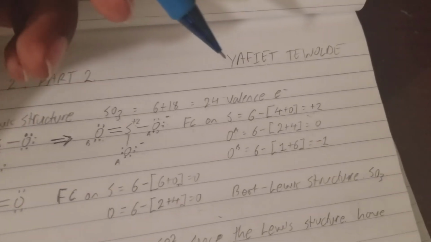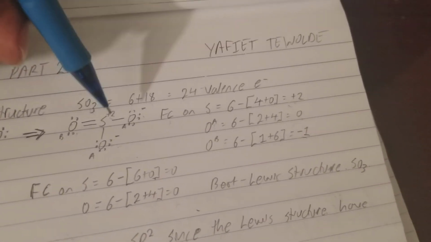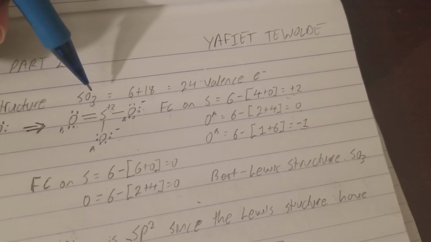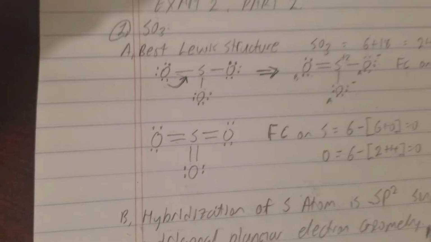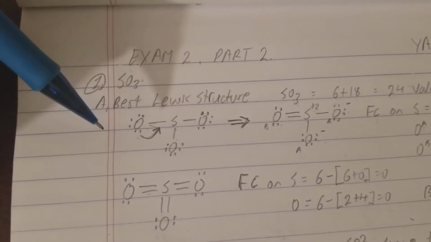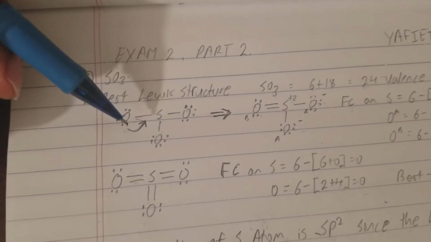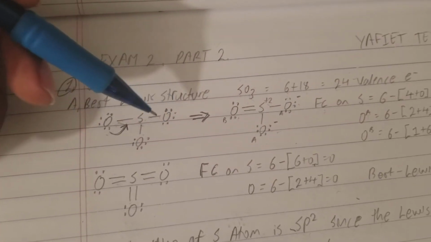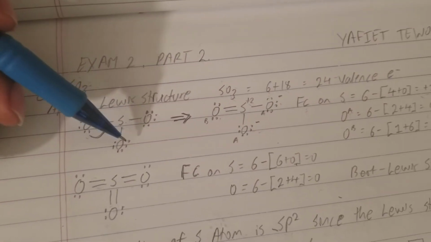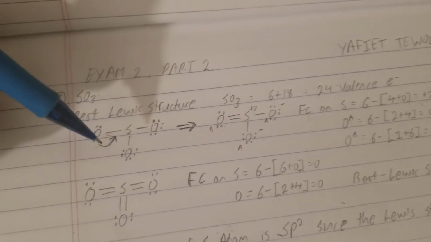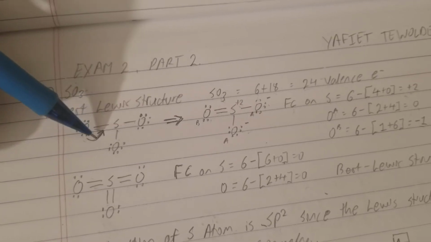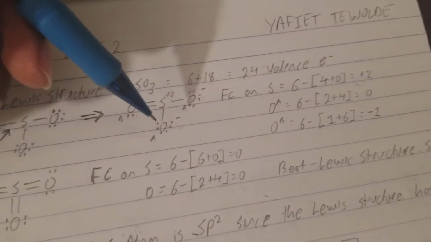SO3 has 24 valence electrons, that is 6 for the sulfur and 18 for the 3 oxygen atoms. The Lewis structure for SO3 starts out like this, with 18 electrons on the 3 oxygen atoms and 3 bonds to the sulfur. To complete the octet, we give 2 electrons to make a double bond with the sulfur, giving us this structure.